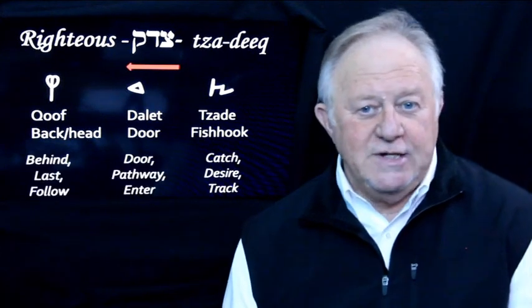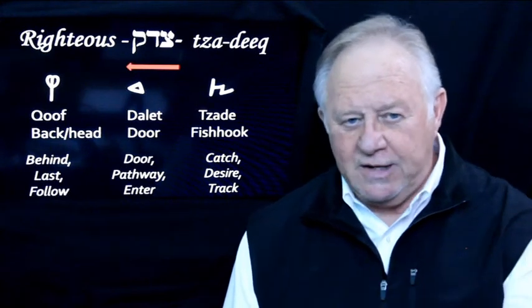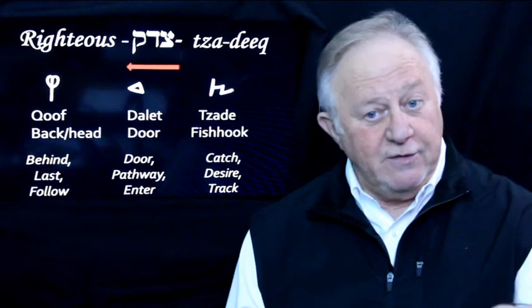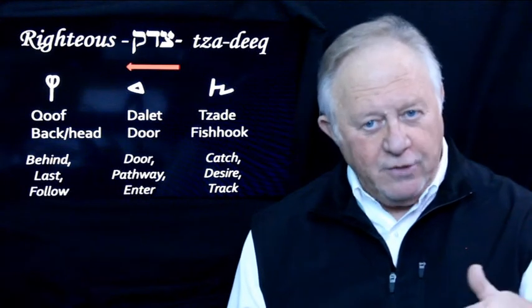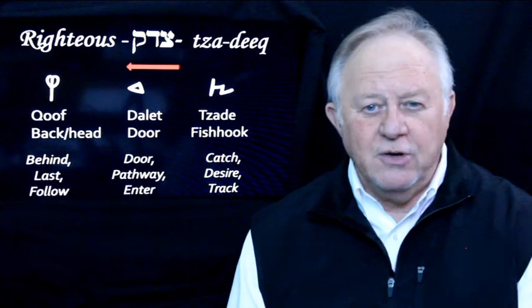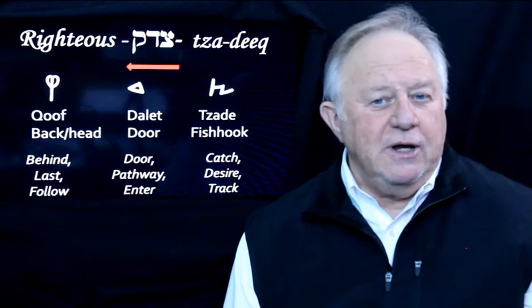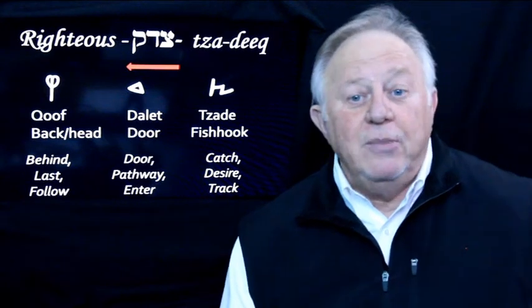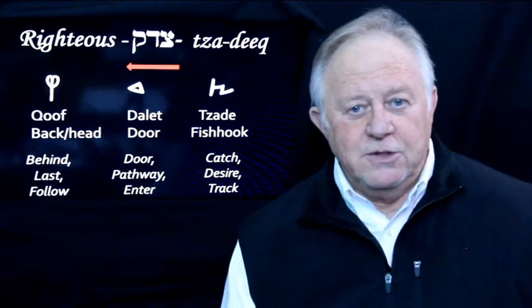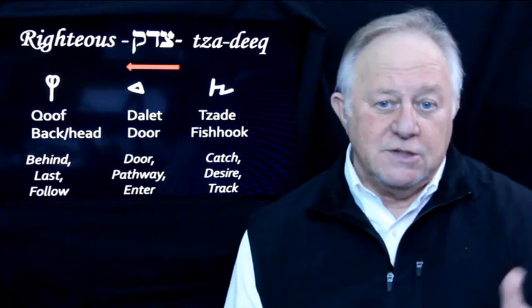And so those carry very distinctive meanings. The zadeh, to catch, to desire, or to track something. The dalet would stand for the door, or it would also stand for entering or going into a pathway or starting on a journey of life of some type. The kuf, the back of the head, would obviously carry with it the meaning of being behind, being the last, being something that follows. It also carried the idea of cyclic things such as days and years, sunset, sunrise, those types of things.